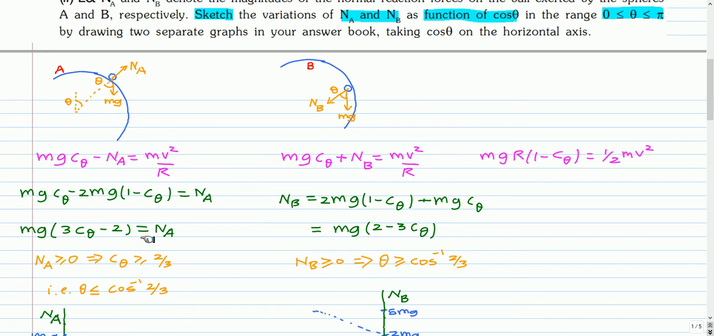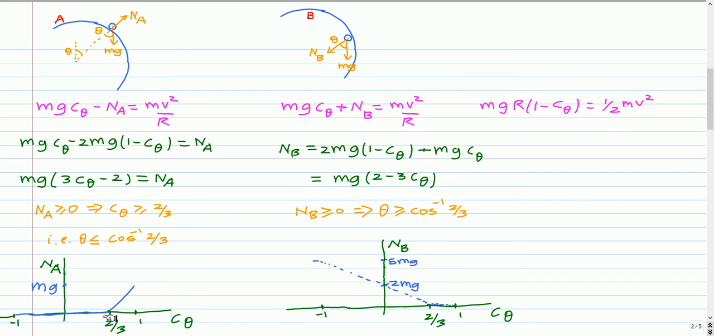So for the normal reaction on the sphere A, initially theta is 0, so cos theta is 1, so the normal reaction will be maximum, and as theta increases the cos theta will decrease, and at some stage this normal reaction on the sphere A will become 0 when it loses contact with the sphere A. The place where it loses contact with the sphere A is when cos theta is 2 by 3. So the normal reaction is greater than 0 when cos theta is greater than 2/3, that is when theta is less than cos inverse 2/3.